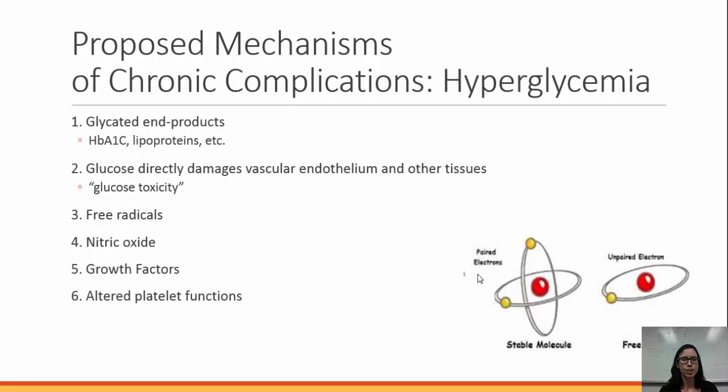So why do these complications occur? Well, largely because we have this extensive glycation of many molecules and tissues in our bodies. So this includes our hemoglobin, which we use to measure the hemoglobin A1C. We can have glycosylated lipoproteins such as LDL cholesterol. Glucose actually directly damages vascular endothelium and other tissues, and it can be a source of free radicals, nitric oxide, which basically has the same impact as a free radical, growth factors, and altered platelet function.